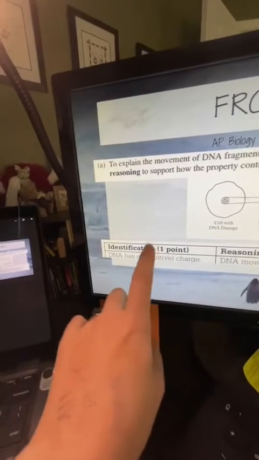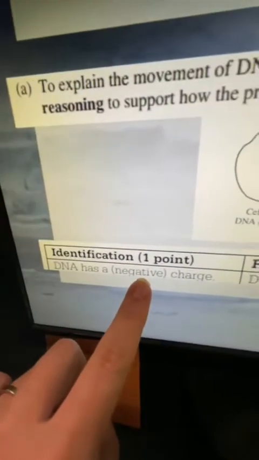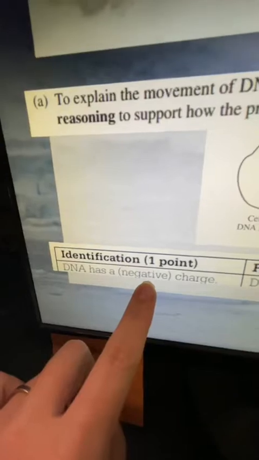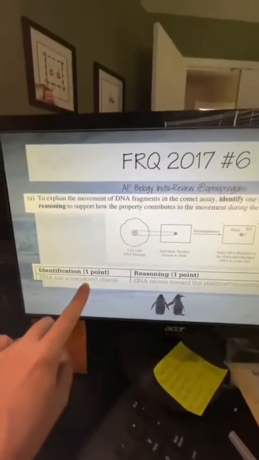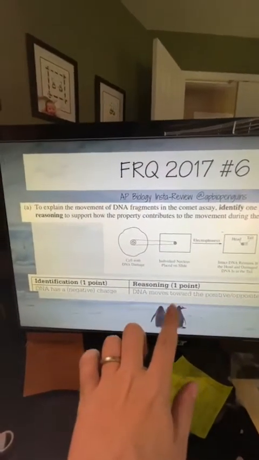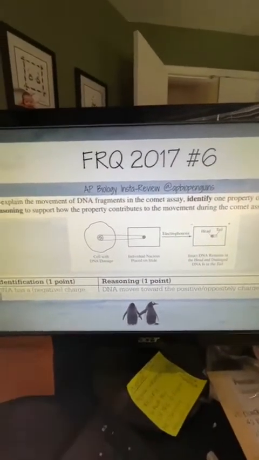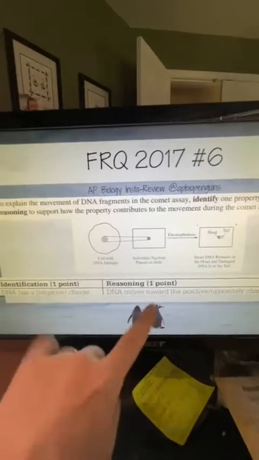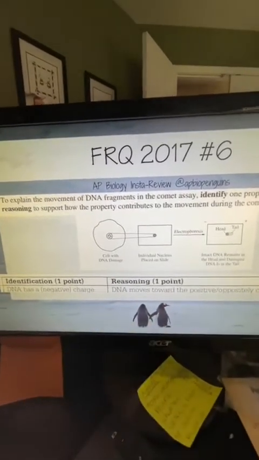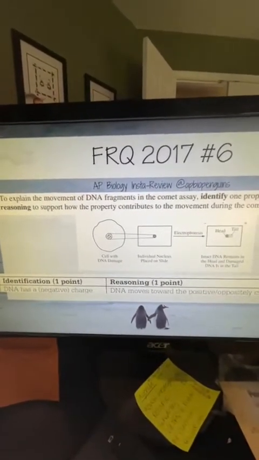And negative was the optional thing. You see how there's those parentheses there? If you ever see parentheses on a scoring guideline, that's an optional thing you could have said. So negatively charged, and then the DNA is moving toward the positive or an oppositely charged pole. So right there, all we did was look at a picture, and you got 2 points by looking at the picture and being able to make some connections and draw some information out.